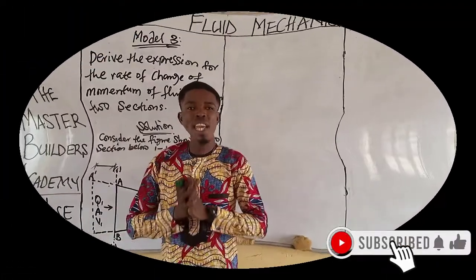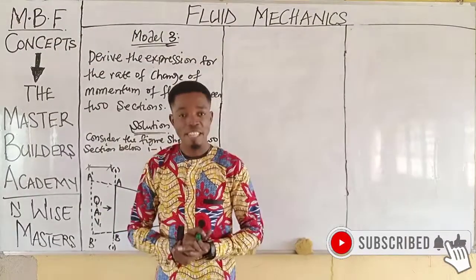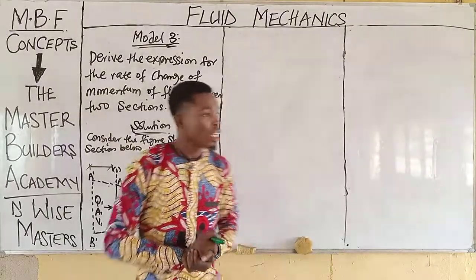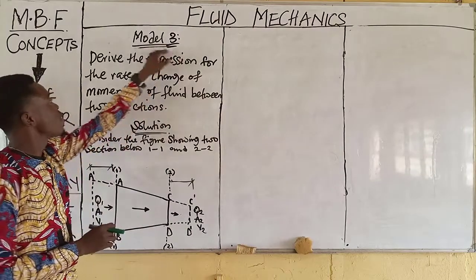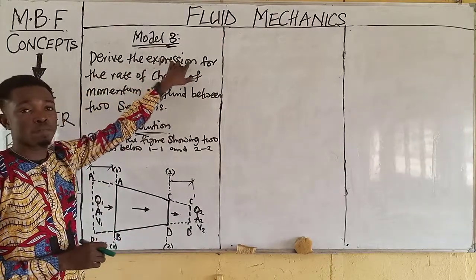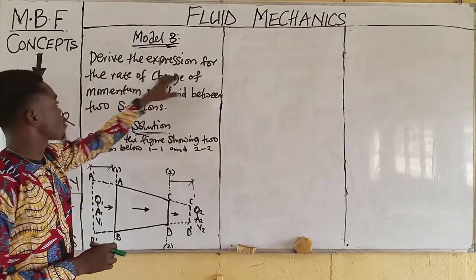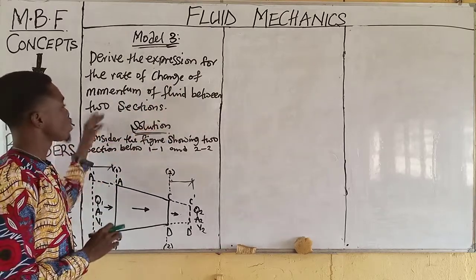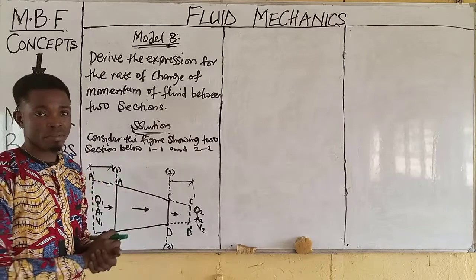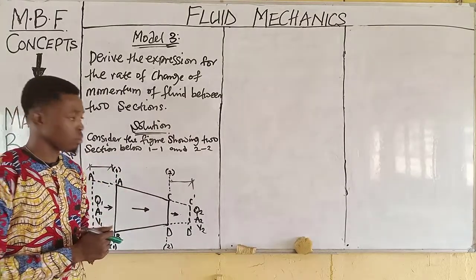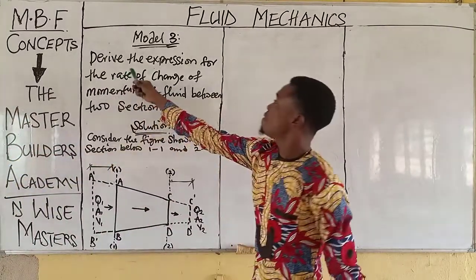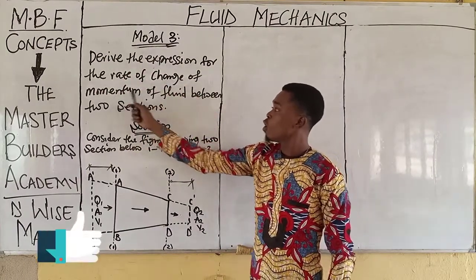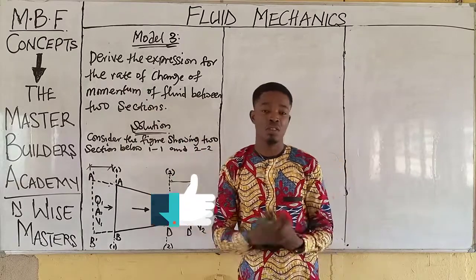Hello viewers, now we are in part 3 of this mind-blowing derivation session. Now we have model 3. We are asked to derive the expression for the rate of change of momentum of a fluid between two sections. Very simple. Derive the expression for the rate of change of momentum of fluid between two sections.